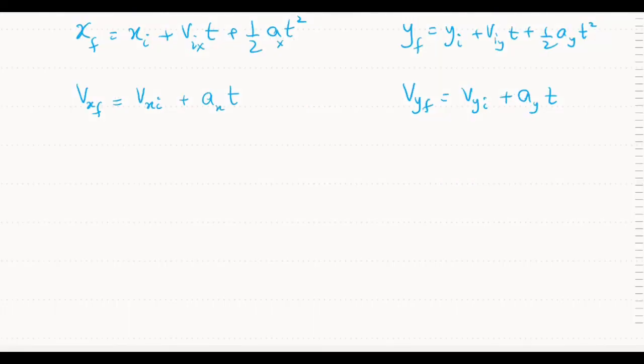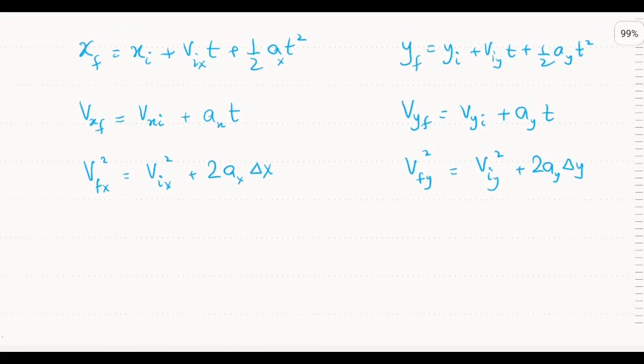And then the third equation would be V final x square equals V initial x square plus 2 ax delta x, and V final y square equals V initial y square plus 2 ay delta y. So we had three equations in one dimension, and now we have three more equations in the second dimension, and we can have three more similar equations if we have the third direction.